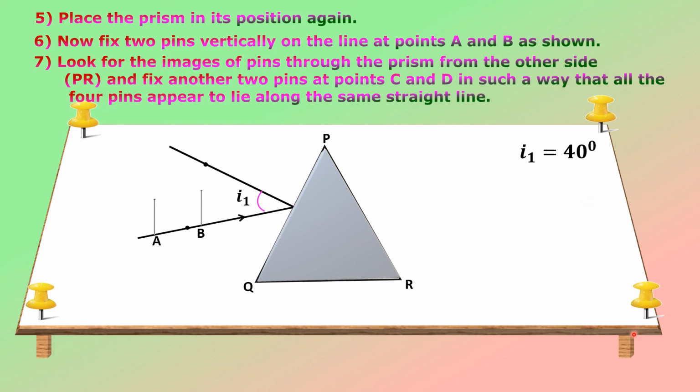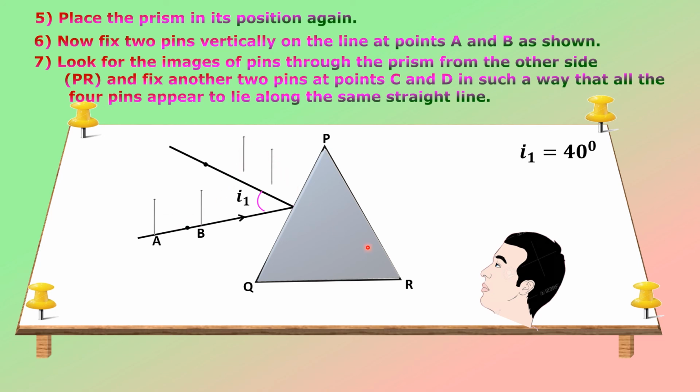So here an observer comes and looks for the images of these two pins through the prism. Here is an observer. So he can see the two images of these two pins. If he looks through the prism, he can see the images of these two pins here.